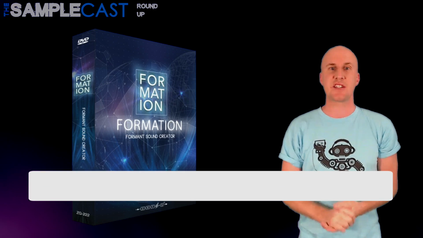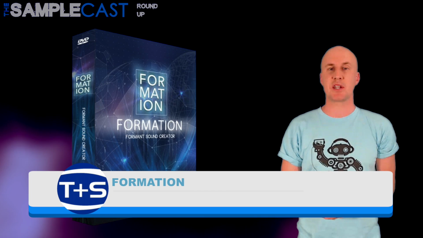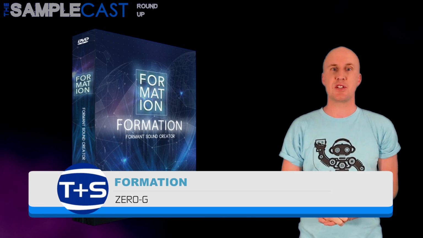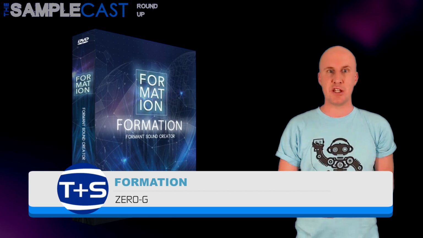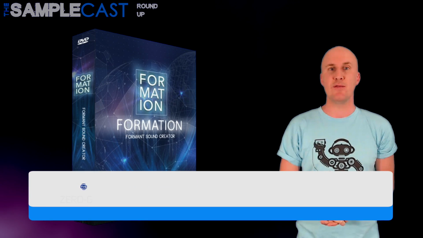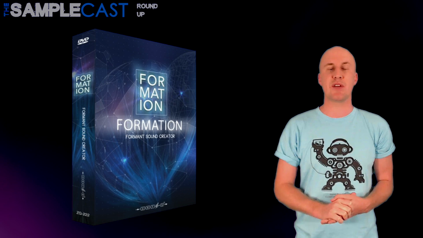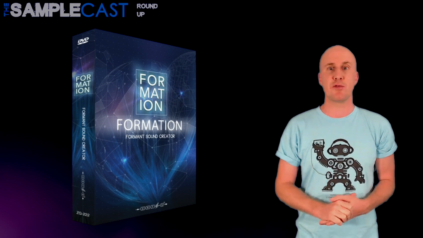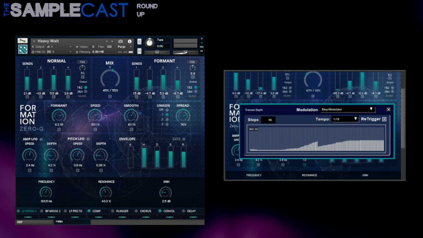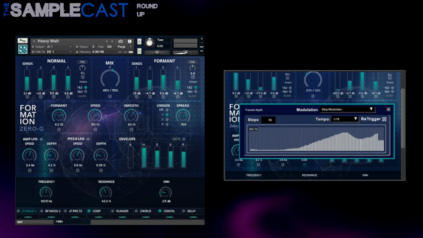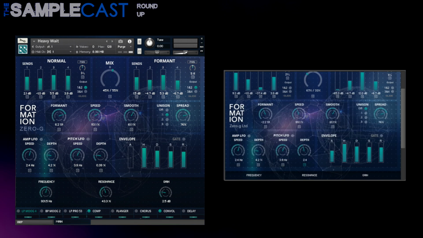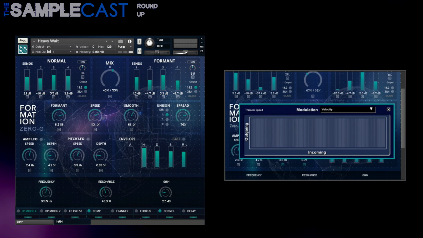This library was released a couple of weeks ago, but I've only just had time to cover it. It's available via Time and Space and it's Zero-G Formation. It bills itself as a formant sound designer, basically running in Kontakt. It's a 2.5 gigabyte library running in the full version. You've got 250 Kontakt presets, lots of options under the hood for modulation and an onboard arpeggiator too. It really excels in hybrid synth style sounds, all with a kind of electronic edge.